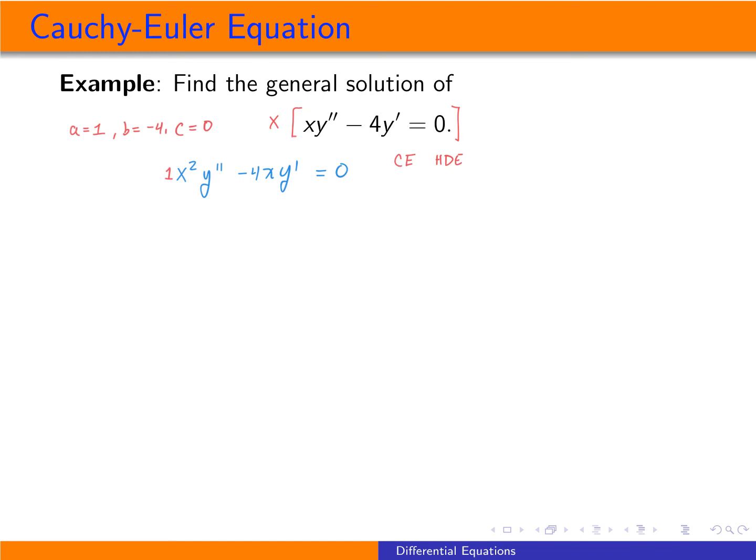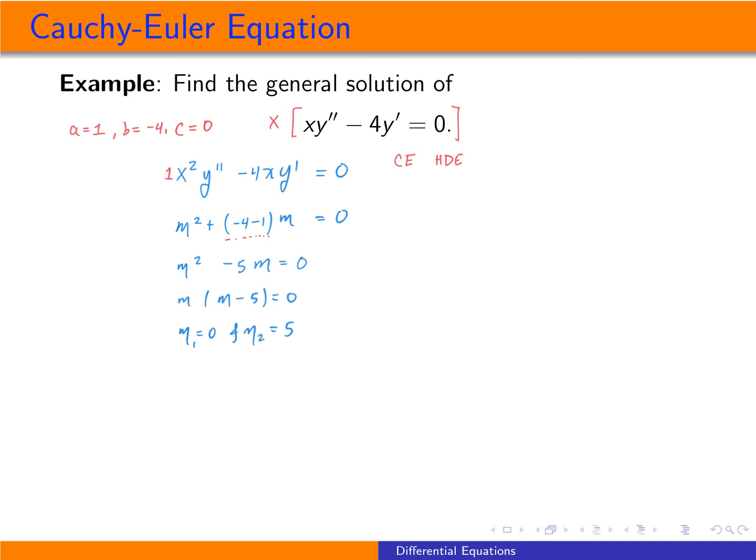So our auxiliary equation we write down as am squared plus (b minus a)m plus c equals 0. So in this case, we would have m squared minus 5m equals 0. And once again, just be careful with that coefficient of the m term. Now that we have the auxiliary equation, in this case we easily factor. m times (m minus 5) is 0. So we have m1 is equal to 0 and m2 is equal to 5.